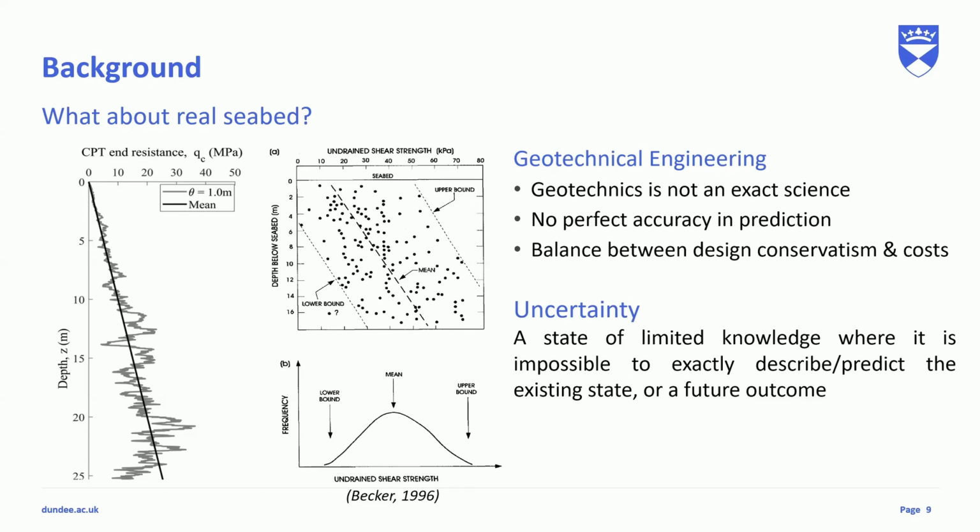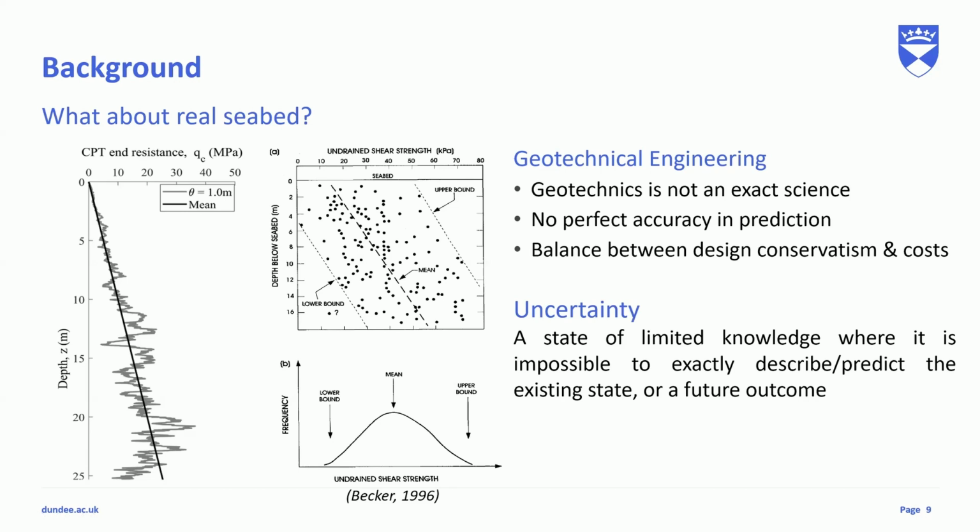Generally we choose the mean, but obviously the lower bound is not suitable, and the upper bound is over-designed. So generally the seabed soil property is not homogeneous or just simply linearly increasing with depth. In this presentation, I'm going to show how to incorporate the soil spatial variability into the prediction, and so I have to introduce uncertainty.